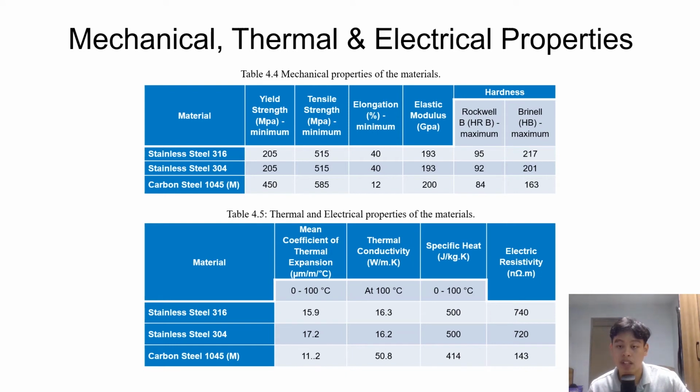Lastly, for the electrical resistivity, stainless steel 316 shows the highest value among the three materials. So for mechanical and thermal properties, the best suited material is carbon steel, while for the electrical property, the best suited is stainless steel 316. However, because carbon steel is susceptible to rust and corrosion, stainless steel 316 is deemed to be the best material for the purpose.